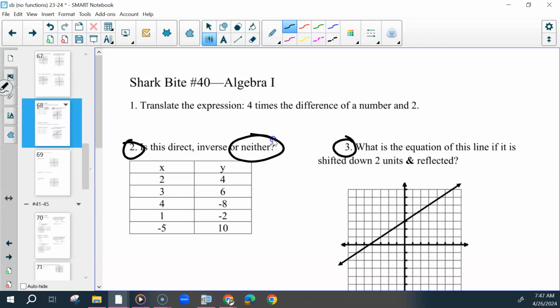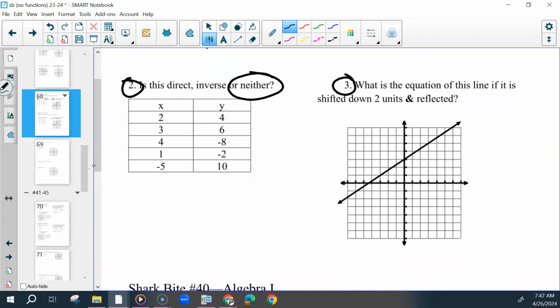Number 3, you have to know your linear transformations, what each part is talking about. So first I'm going to find the equation of this original, which was y equals 2/3 x plus 3. And then if the equation has been reflected, that's your slope changing, so now it's a negative. And if it's shifted down 2 units, your y-intercept moved down 2, so now this is at plus 1. So your new equation will be y equals negative 2/3 x plus 1.